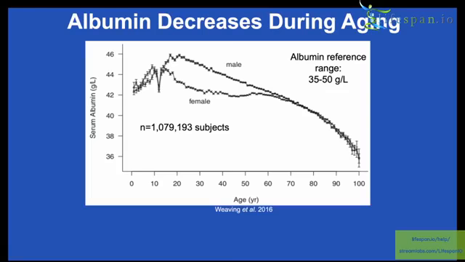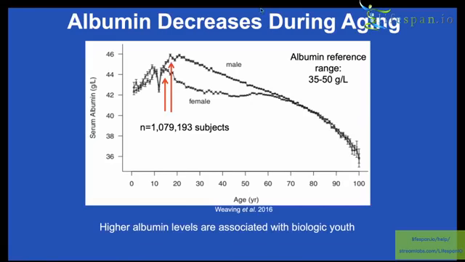For example, in this albumin study, the sample size included more than 1 million subjects. The reference range for albumin is 35 to 50 grams per liter. But what's optimal? Higher albumin levels are associated with biological youth, and we can see that here. We're looking at albumin levels on the y-axis versus age. We can see the female plot, and then the male plot. Males tend to have higher albumin than females up until about 60 or 65.